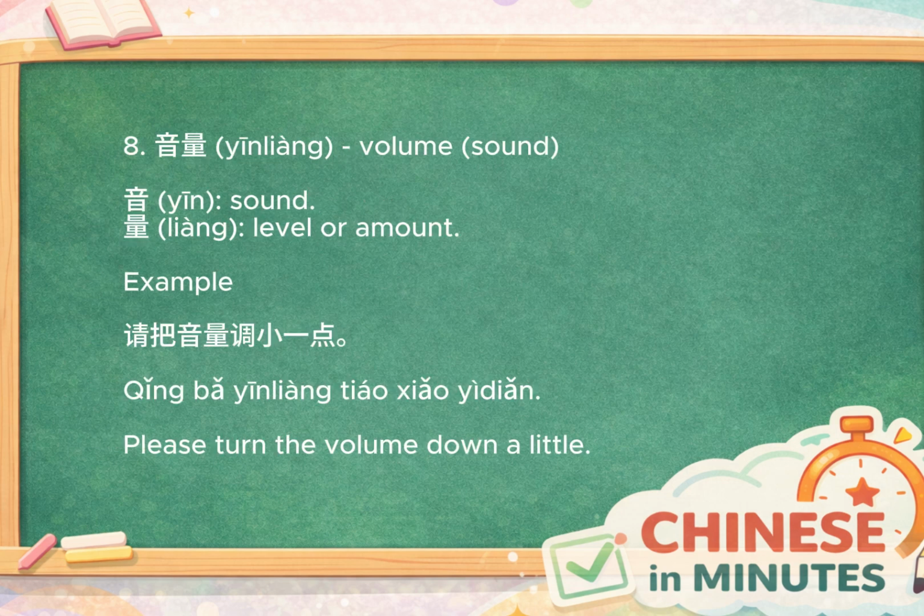Next, we have 音量, meaning volume. The character 音 means sound, while 量 means level or amount. Together, 音量 literally means the amount of sound. It's the word you'll hear whenever someone talks about speakers, televisions, headphones, or mobile phones. For example, 请把音量调小一点。Please turn the volume down a little. This is one of the most common words you'll hear in everyday Chinese.